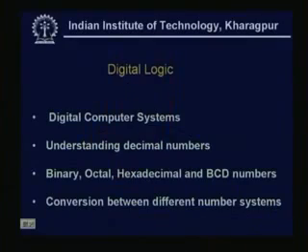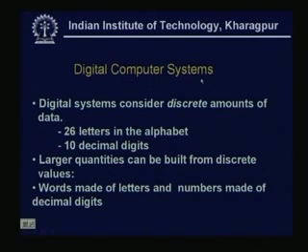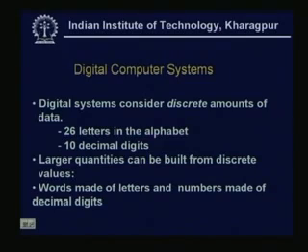First, digital computer systems consider discrete amounts of data, say 26 letters in the alphabet as an example, or our 10 decimal digits 0 to 9. Then larger quantities can be built from discrete values, like words, say computer: C is a letter, O is a letter, M is a letter. So each of these letters is a discrete non-numerical value. Then the 10 decimal numbers, if I take a huge number, say 9563210, each decimal digit is a discrete number.